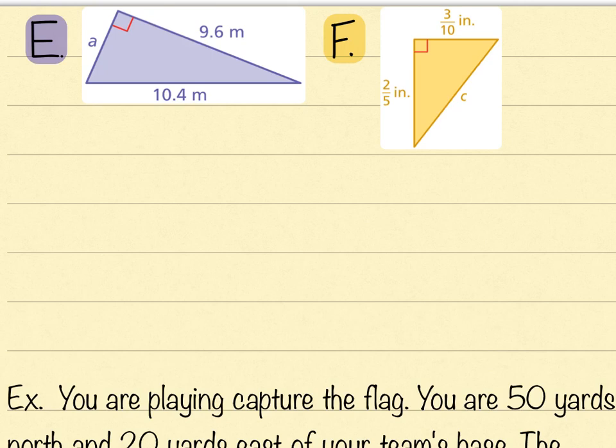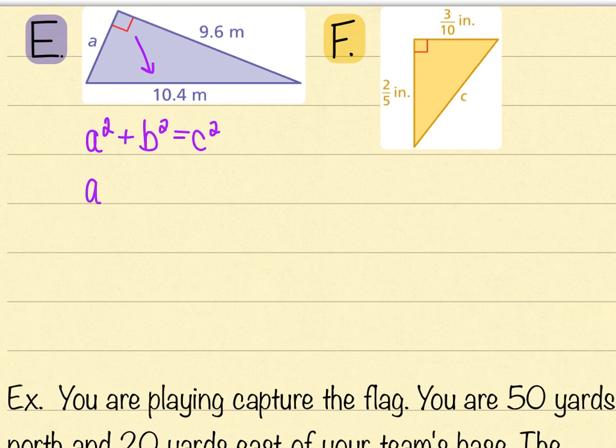All right, let's do a couple more examples using the Pythagorean theorem. Here we have a right triangle that's missing side length a. So we know a squared plus b squared equals c squared. And we know that we have to use 10.4 for the c because it's the hypotenuse. It's directly across from the right angle, so it's the longest side.